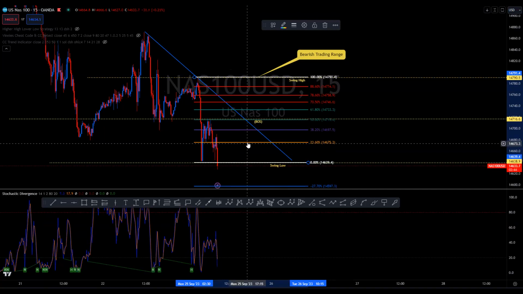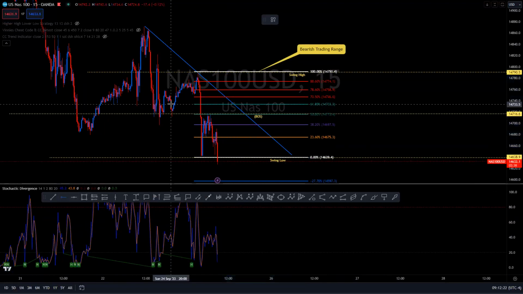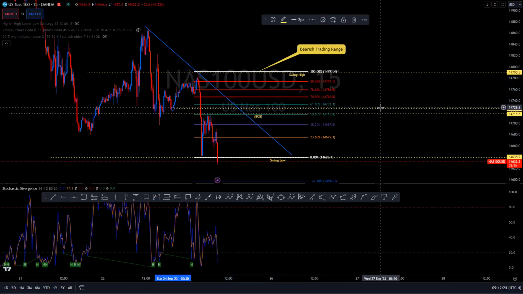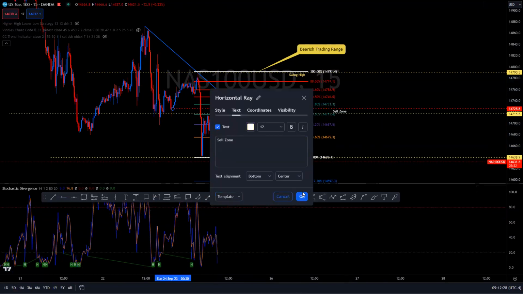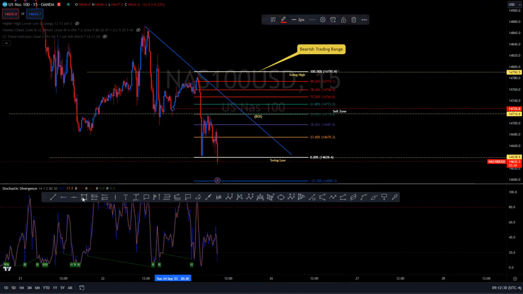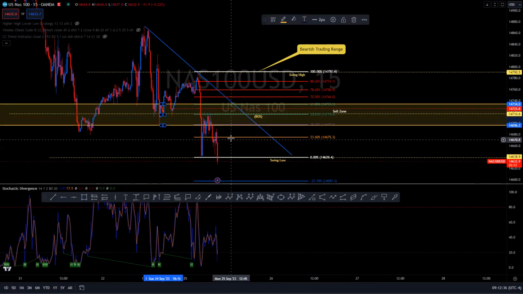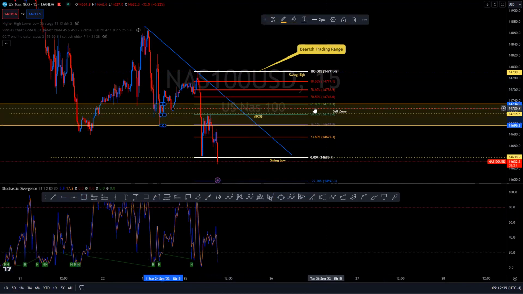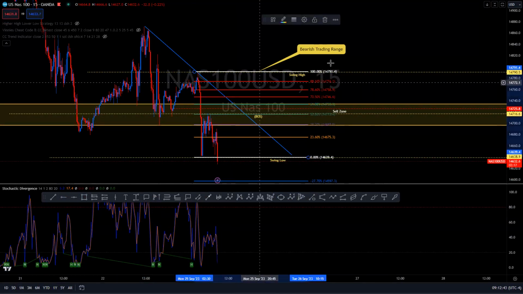So we're going to draw our breaker structure. We're going to draw a line here, and this is going to be our sell zone, so that way we know where it's at. And then we're going to draw our zone here and stretch it out to here. Price can come up to this area or up to this area. So now we're going to erase our fib.